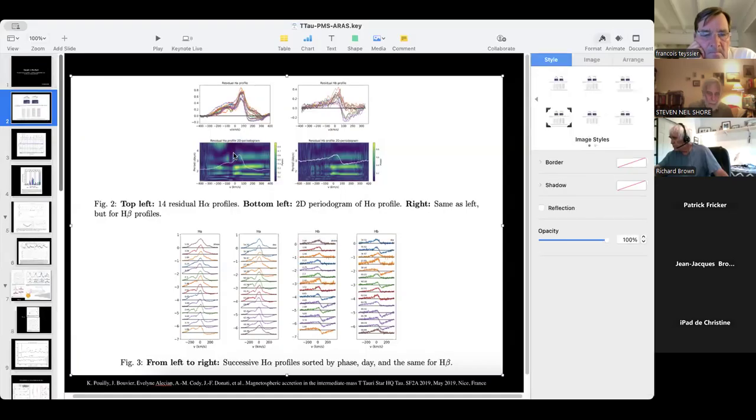So now to go to the keynote, fine. So, one of the things that is characteristic of these systems is that you see what are called inverse P Cygni profiles.